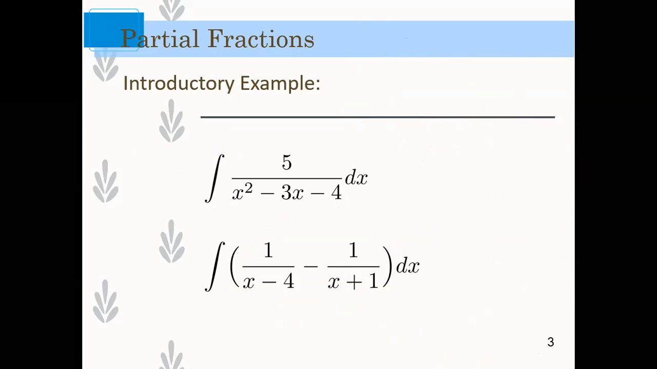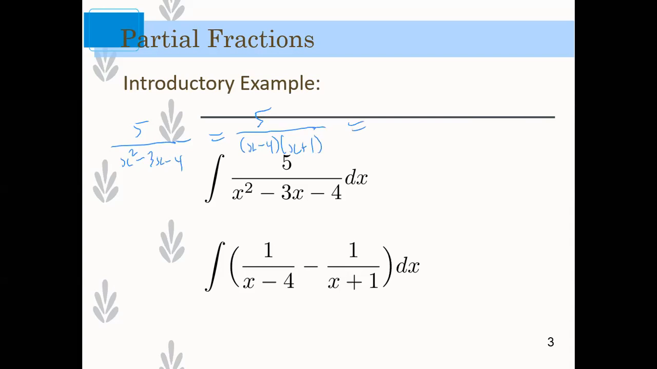So here's how you do it. Watch this. Okay, I'm going to write it in blue. So 5 over x squared minus 3x minus 4. The first thing we did is we factored the bottom, so that it was 5 over, what was it again? x minus 4 and x plus 1.